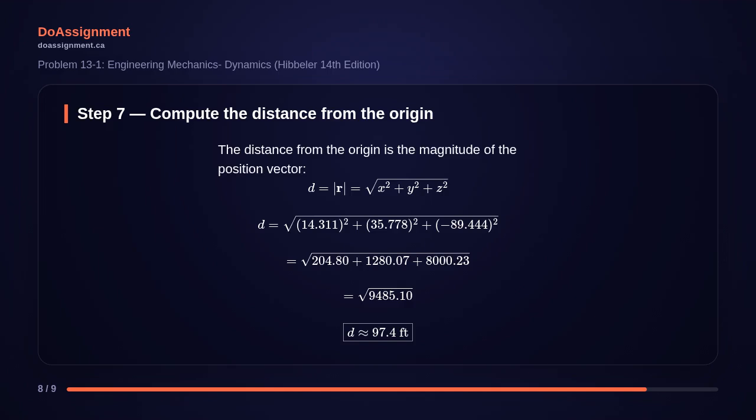The distance from the origin is the magnitude of the position vector, the square root of x squared plus y squared plus z squared. Squaring each component gives approximately 204.8, 1280.1, and 8000.2. Their sum is 9485.1, and the square root is approximately 97.4 feet. That is the distance of the particle from the origin at 2 seconds.